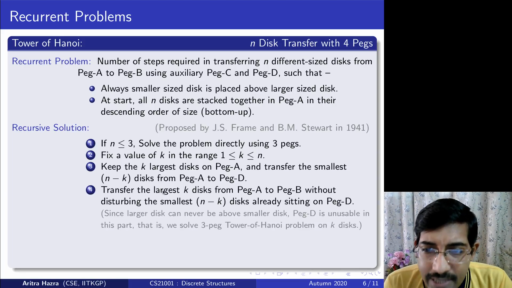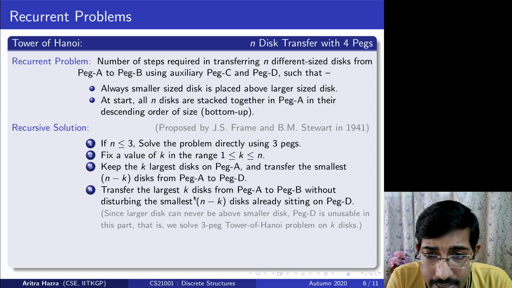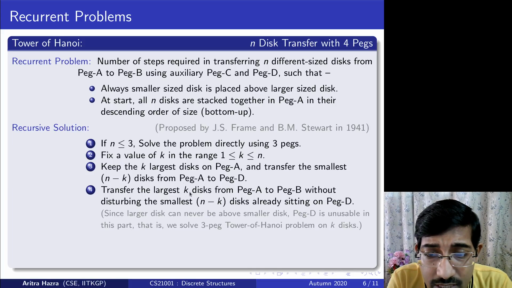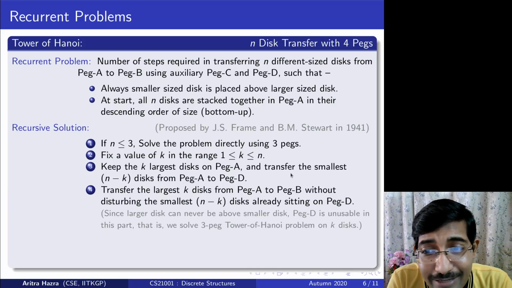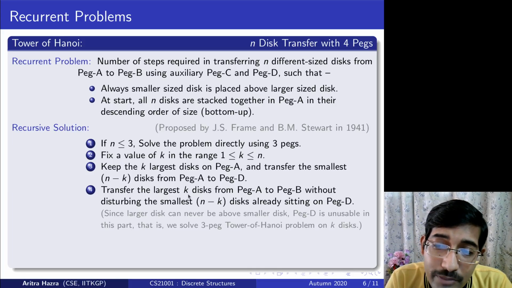Now the last k disks I would transfer from peg A to peg B without disturbing the smallest n minus k already placed in D. Therefore, this largest k disks, everyone is larger than whatever n minus k disks were there in peg D, so I cannot place anyone there. So I have to resolve this transferring by using 3 pegs only. That is, my peg C is my auxiliary here. So again, the movements for this number of disks will be of the 3 peg kind. It will be the T_k thing.